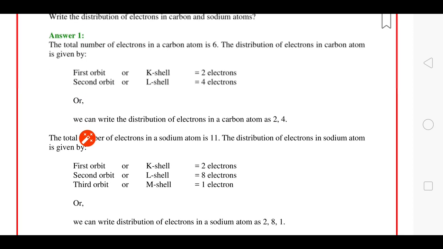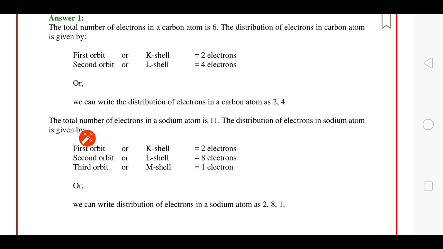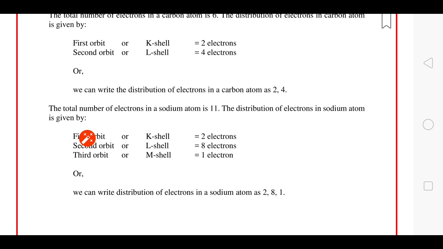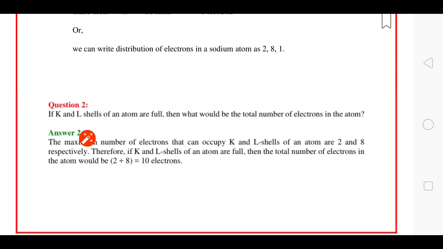So how is this happening, how can we distribute the number of electrons in all the shells? In the lecture of this chapter, that is structure of atom, we have discussed that the number of electrons distributed in all the shells is based on the formula 2n square. So in first shell or K shell, the number of electrons will be 2, in second 8, and in third 18, and so on. Okay, let's move on to another question.